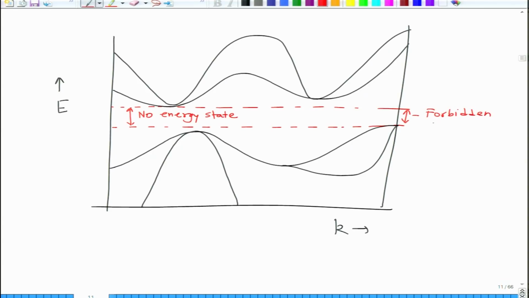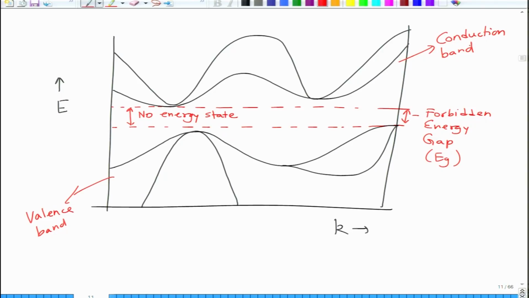forbidden energy gap or the band gap. The energy states which lie below this energy gap, we depict them as the valence band, and the energy states which lie above this are called the conduction band.